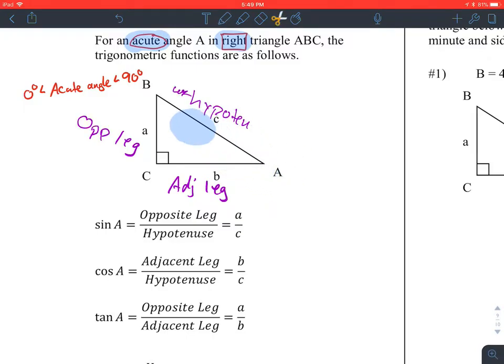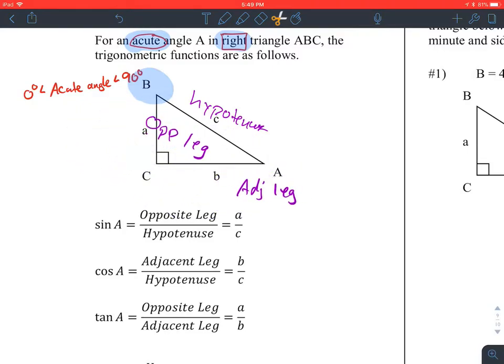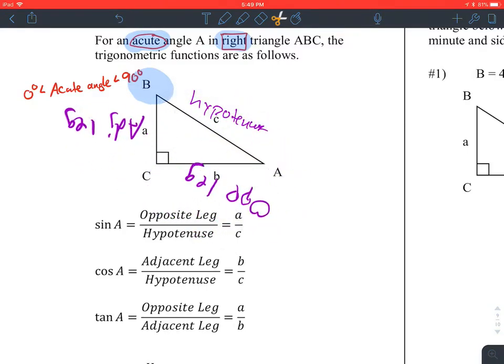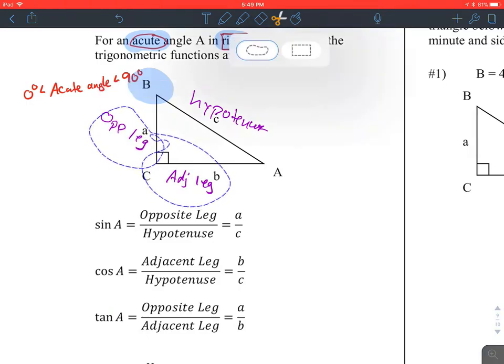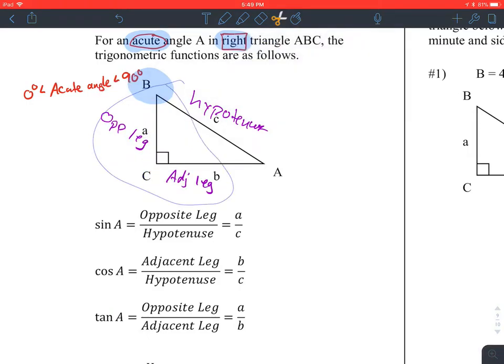If we were to start from angle B, that was our acute angle, then we would switch these two, because A would be the adjacent and B is the opposite. An adjacent leg is a leg that touches the angle. An opposite leg is a leg that does not touch the angle. Notice no matter which angle we choose, A or B, the hypotenuse doesn't change. It is opposite 90 every time.